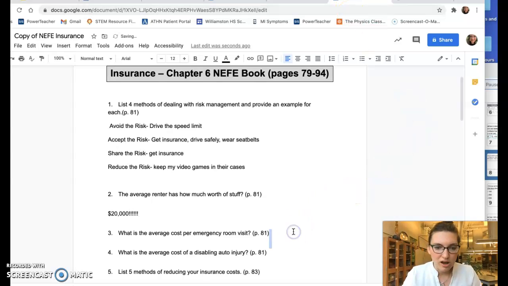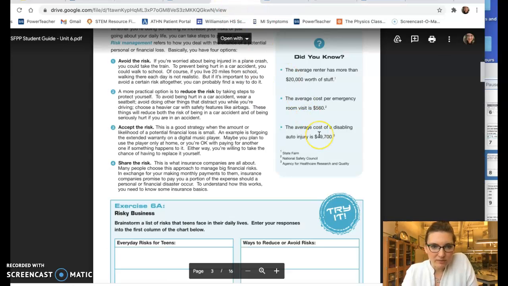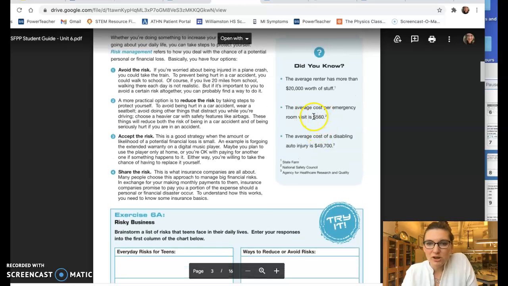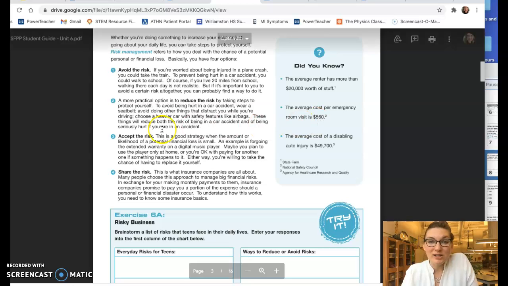What is the average cost per emergency room visit? Hold on just a second. Okay, so what is the average cost per emergency room visit? Let's see what it says. It says page 81 is where we'll find it. Okay, the average cost, sorry about that. The average cost per emergency room visit is $560.